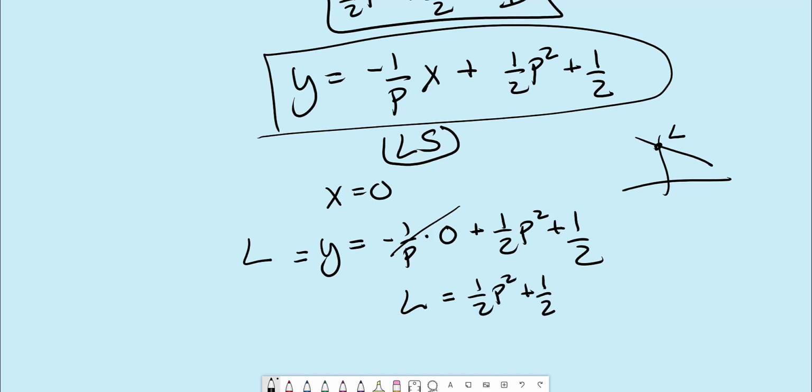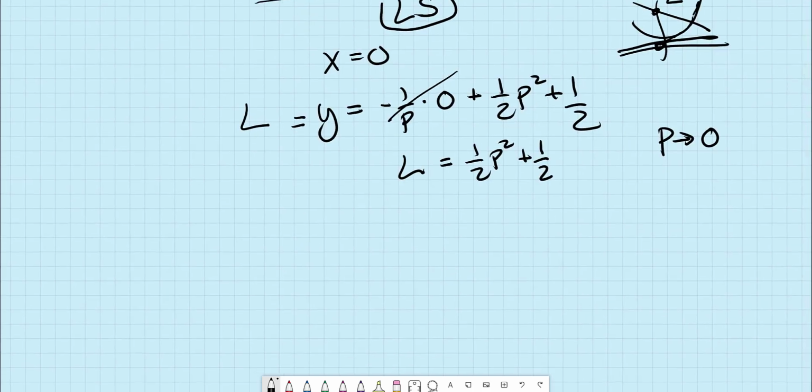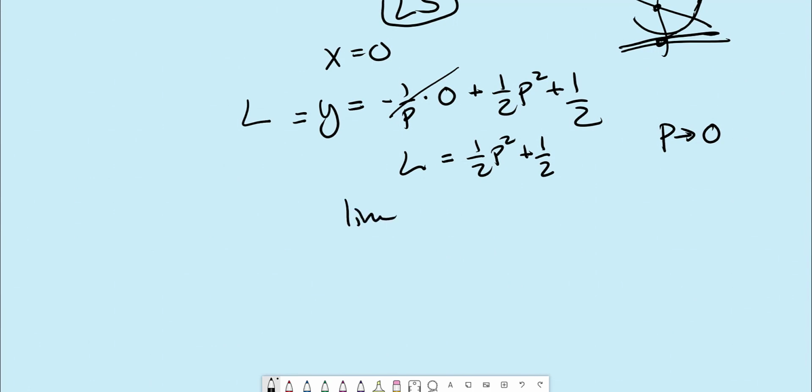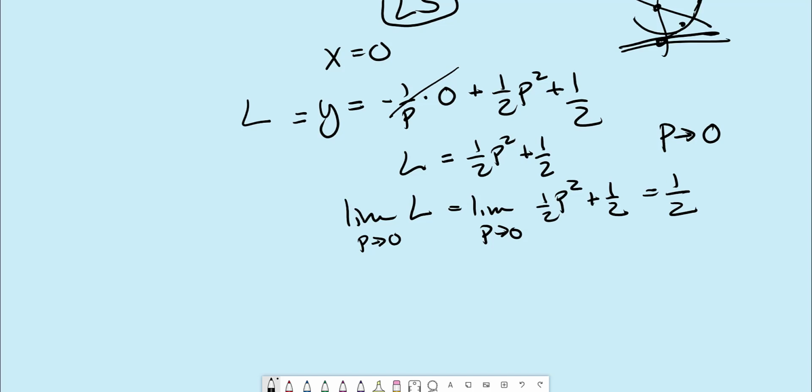Now, our original question was what happens when p goes to 0, when our point on the parabola goes to the origin. What happens then? Let's write that out formally. Then we have the limit of L when p goes to 0 equals the limit when p goes to 0 of half p squared plus half, which is just half. So our intuition would probably have said that as we go closer and closer, the midpoint gets closer to 0. This point will go to 0 too.